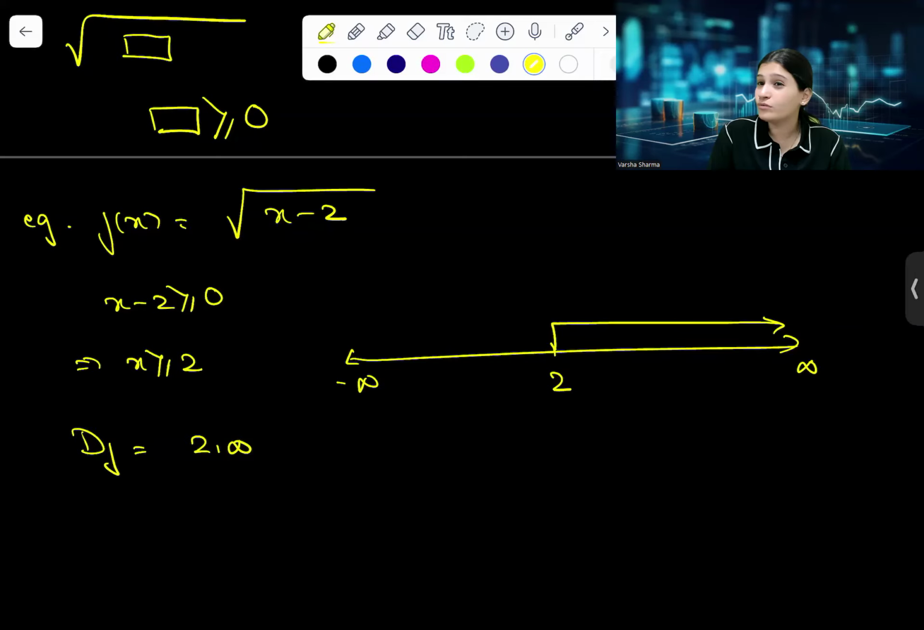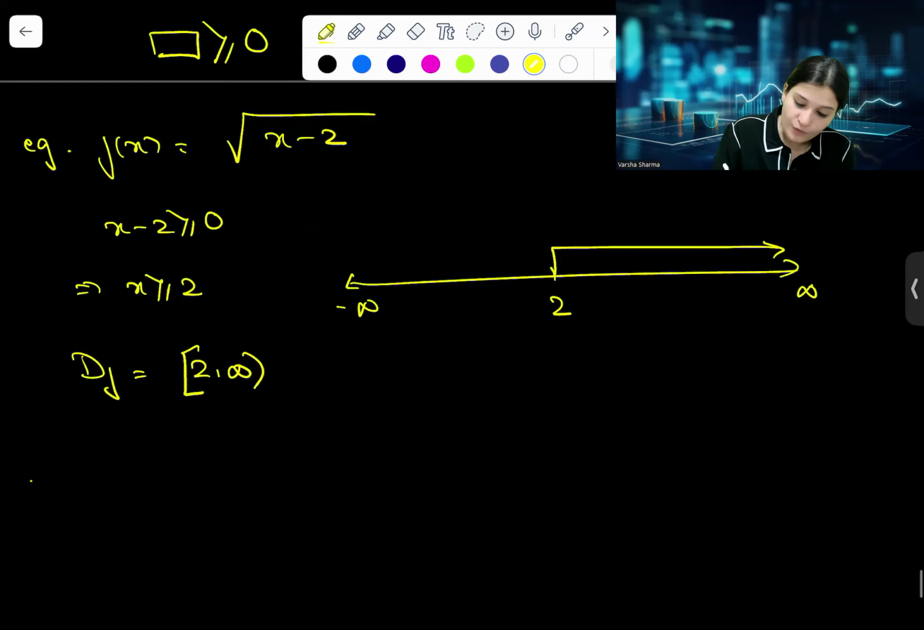Am I allowed to take 2? Yes. So square bracket, because if I put 2, I get 0 under the root. That's okay. Infinity is always round, no matter which portion you're in. Infinity will always be round. Clear? Everybody clear?